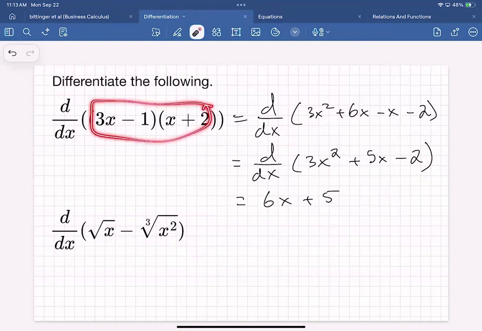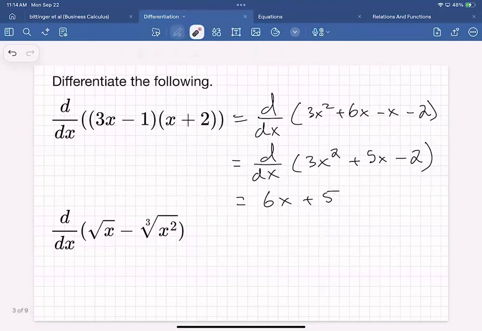Now, here we had to multiply to get to that point. What do you think we need to do here? To x to the power half. Right, so those are rational exponents. That's exactly what we want to do. So understand with radicals, we want to convert it to rational exponents.